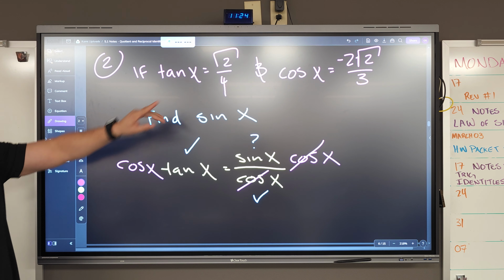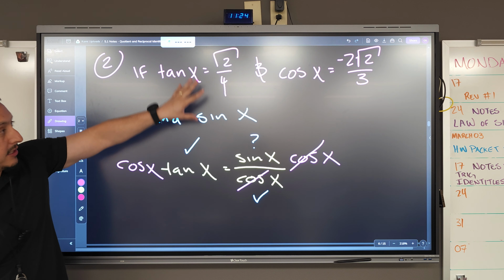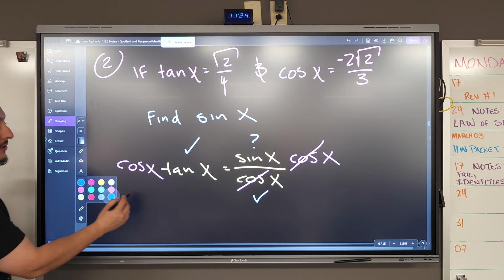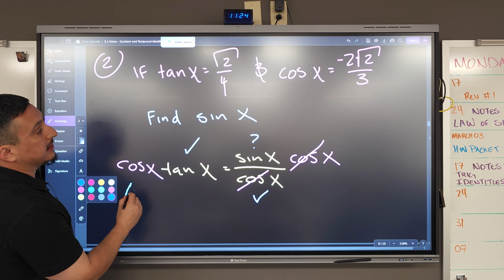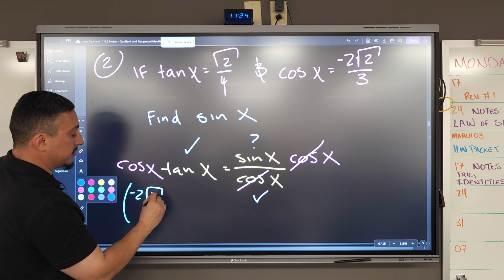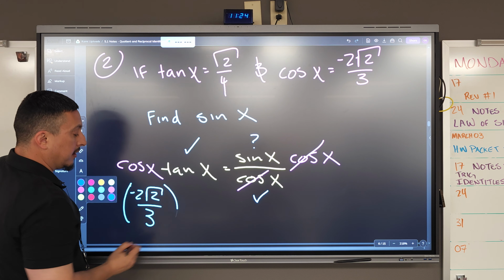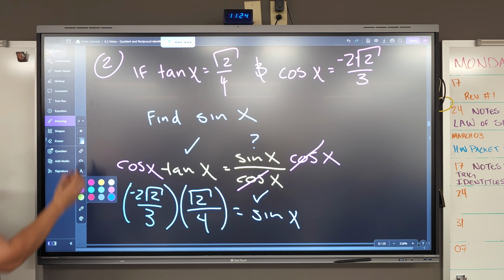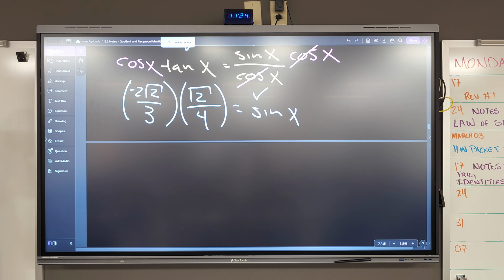Okay. Cosine x is that number. Tangent is this number. So I'm going to put those numbers right there where they go. So here we go. Cosine x is negative 2 square root of 2 over 3. Tangent x is square root of 2 over 4. And that gives me sine x. Let me scoot up so you guys can see. Again, that is my answer. Now I just clean it up. That's all I have to do is clean up.